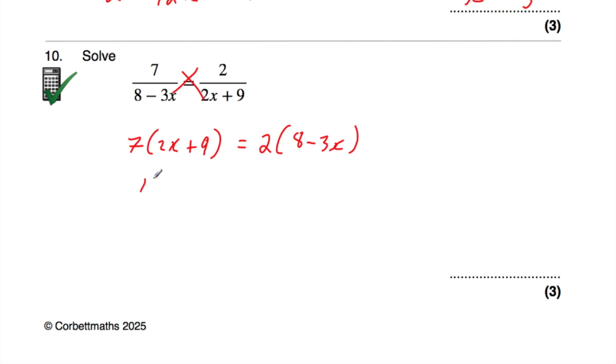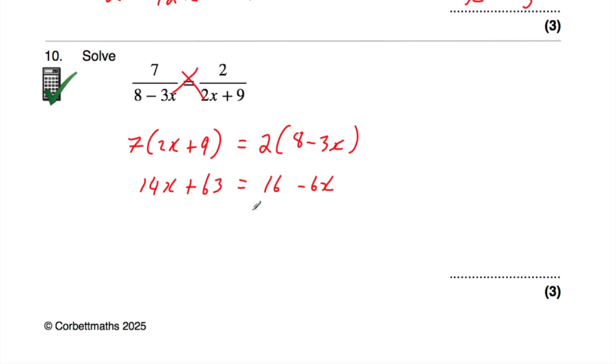7 times 2x is 14x. And then 7 times 9 would be plus 63. So we just expanded those brackets, times in what's inside the bracket by 7. Now we're going to expand these brackets. So 2 times 8 will be 16. And 2 times minus 3x would be minus 6x. So we've expanded our brackets.